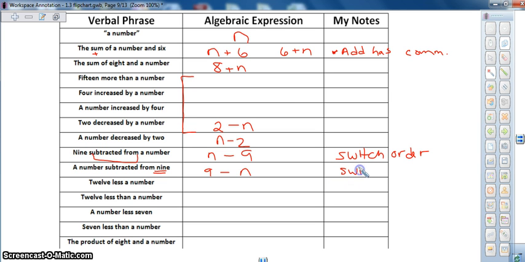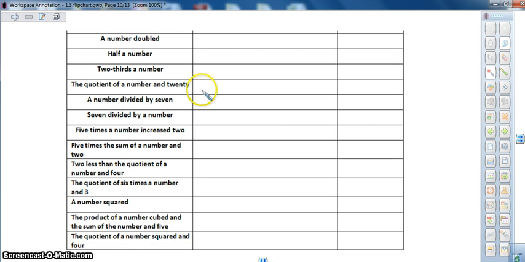Switch the order. Now, as you look at the rest of these phrases, the less and less than, I would like you to try those. Those ones, we're going to look at the product of 8 and a number, 8n. 8 is going to be called our coefficient. As you are looking at the rest of these, I would like you to try them by looking at your notes and see if you can fill those in. I think most of you are going to be able to do okay.